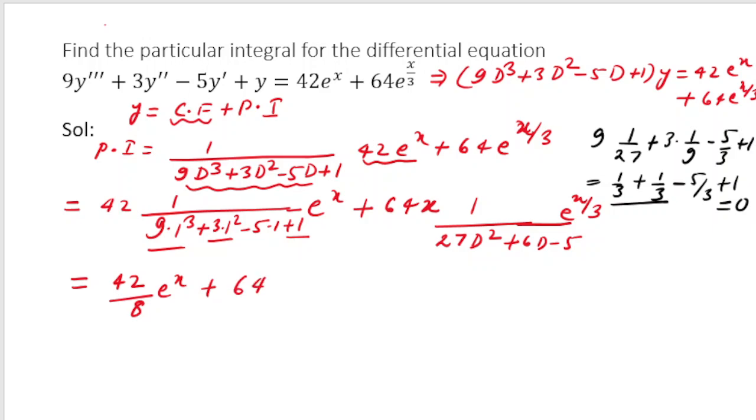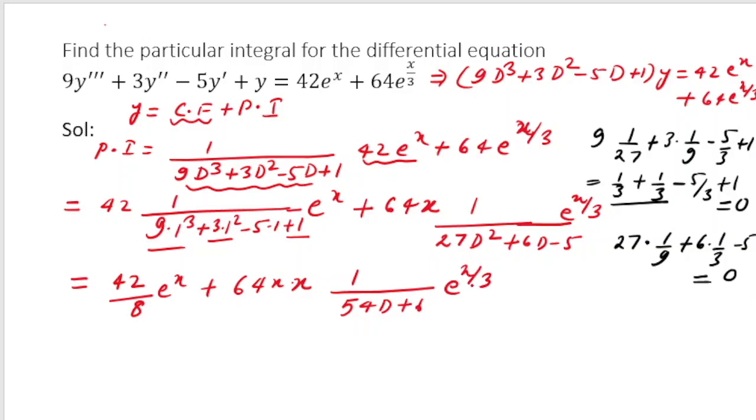Second is 64x. And if I again check that can we replace this D by 1 by 3. So if I do that, you can see 27D square will become 1 by 9, plus 6 into 1 by 3 and minus 5. So what I get? 6 by 3 is 2 and 27 by 9 is equal to 3. So 3 plus 2, 5, minus 5, again 0. So we can't do the replacement here. So what we have to do, we again have to multiply it by x in the beginning and we have to differentiate it. So I will get 54D plus 6, e to the power x by 3.